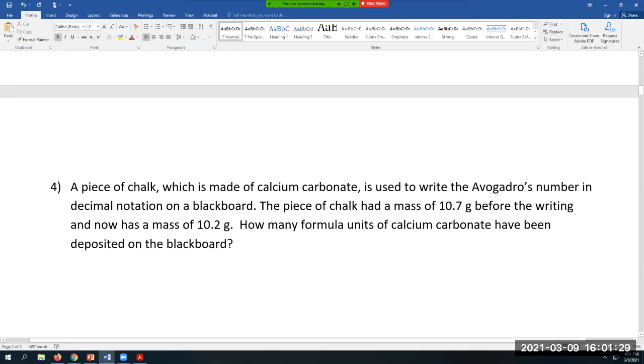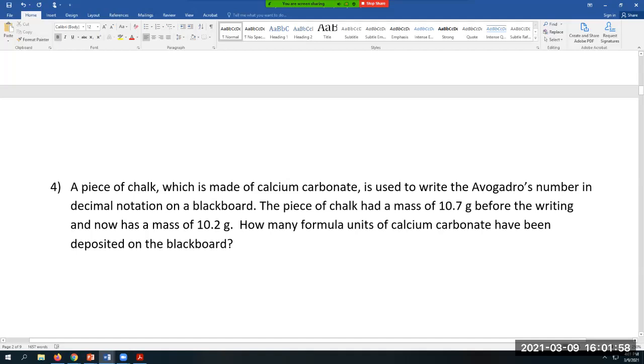And so the piece of chalk had a mass of 10.7 grams before the writing. And now it has a mass of 10.2 grams after the writing. So that means the difference in mass is left on the board, showing you the Avogadro number written in decimal notation. And so the question is, how many formula units of calcium carbonate have been deposited on the blackboard?